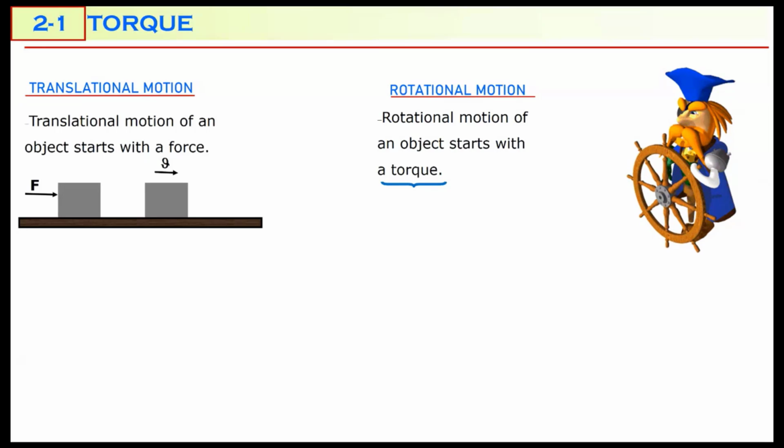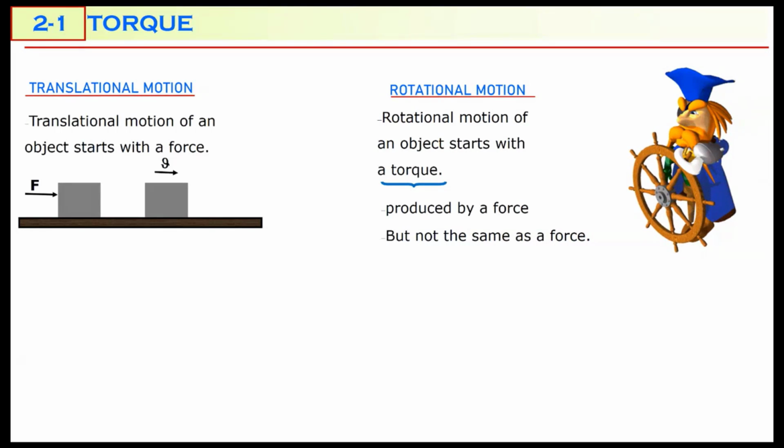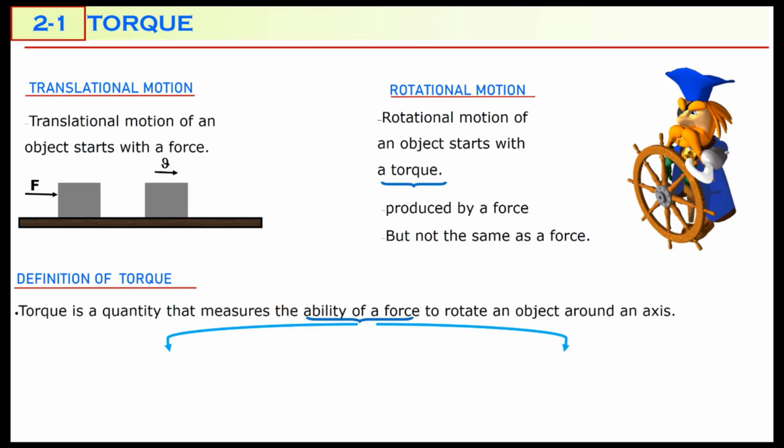What is this torque? Torque is produced by a force. Yes, there is a force. So a force can start rotation of an object, but not always. Torque is produced by a force, but torque is not the same thing as the force. A force may be able to rotate an object, so we say this force produces a torque, but in some cases a force is unable to rotate an object, so we say there is no torque. So rotational motion starts with a torque, like translational motion starts with a force.